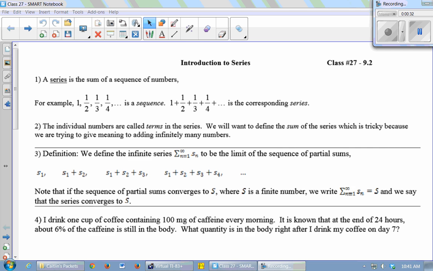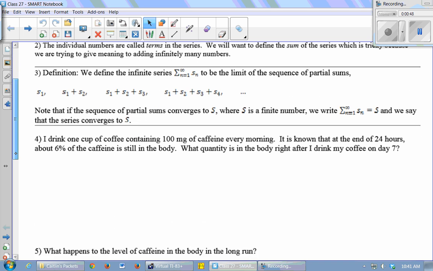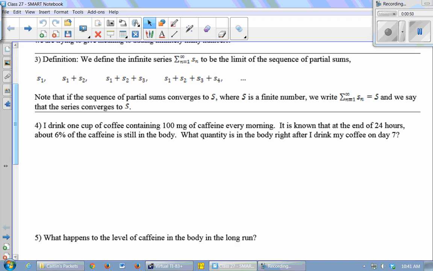And we're going to want to define the sum of the series. In this case, it's tricky because we're trying to give meaning to adding infinitely many things. So to give it a definition, we say an infinite series, when you're adding up an infinite number of things, the definition of that sum is the limit of the sequence of partial sums.